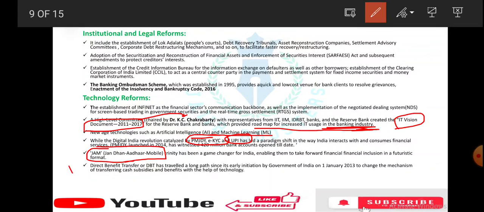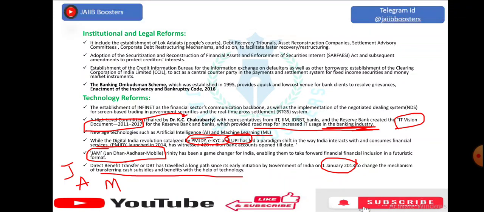J for Jan Dhan, A for Aadhaar, M for Mobile, which is JAM, has been a game changer for financial inclusion. And there is also Direct Benefit Transfer, which was initiated by the Government of India in 2013 to change the mechanism of transferring cash receipts, subsidies and benefits with the help of technology.